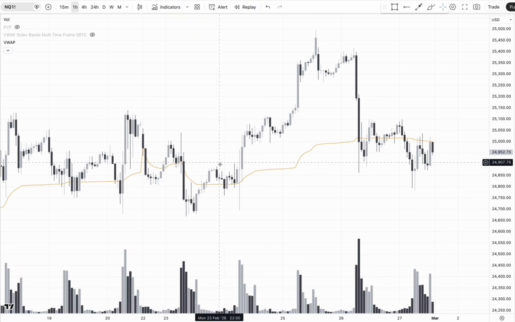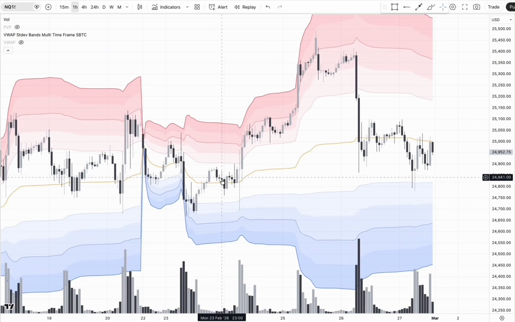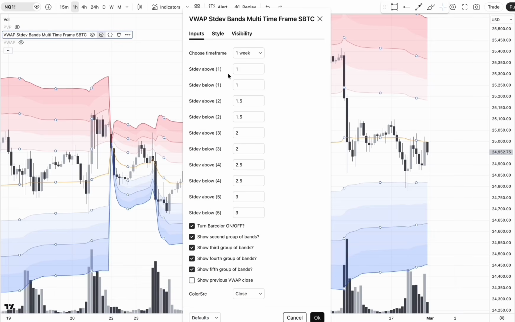Now, while I think VWAP on its own is great, I think it can be even better with the standard deviation bands. What these are is basically you add the standard deviation bands. This is an indicator by someone called SBTC, which I found some time ago. You can find it on TradingView. It's free and it's public, so go ahead and add it if you want to give it a go.